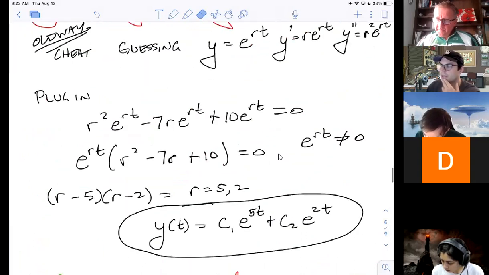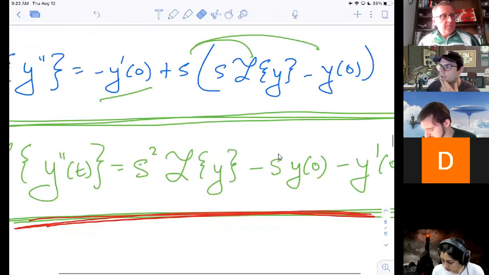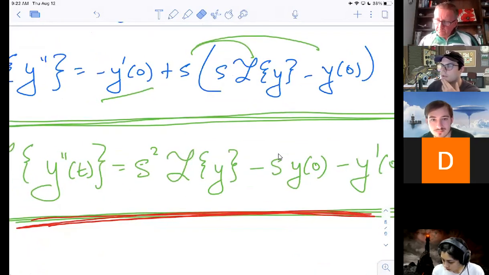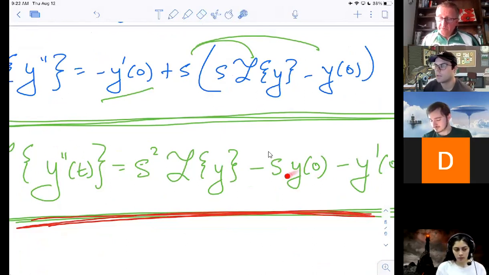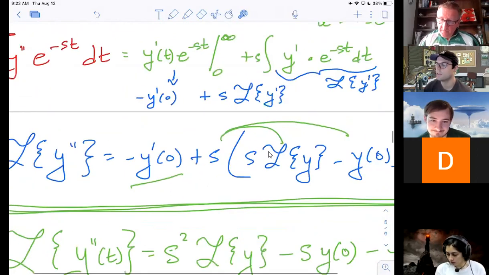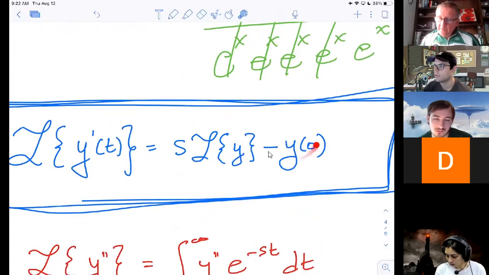Can we combine those like terms? Yeah, we could. So in other words, the Laplace transform of our second derivative had just a y of 0, right? But then didn't our y prime also just have a y of 0? So there's a couple of those. Yeah, that makes good sense.